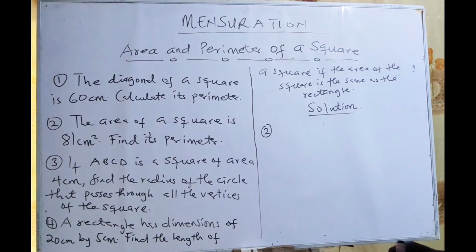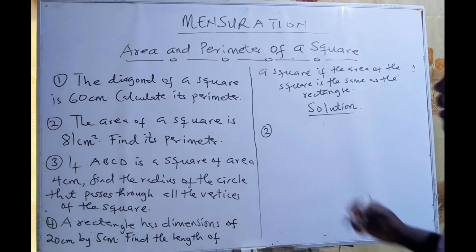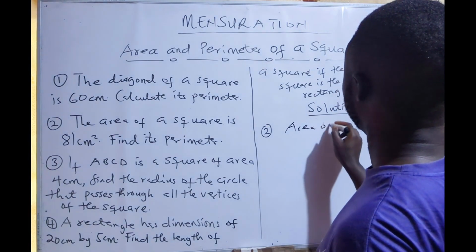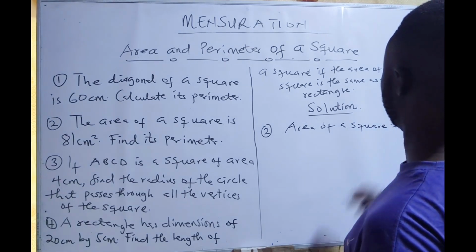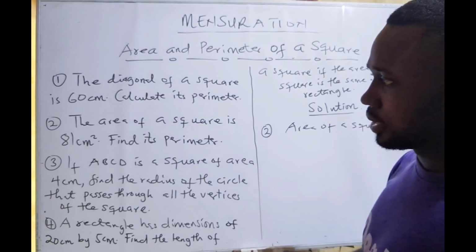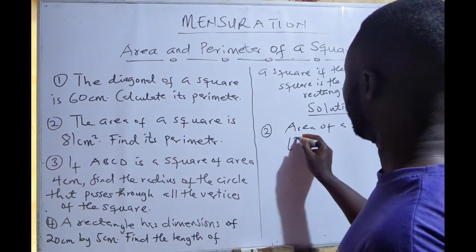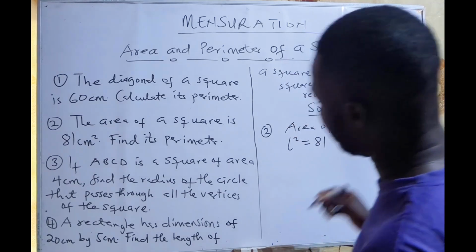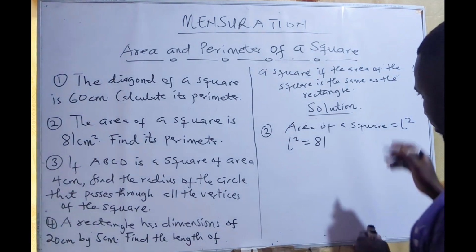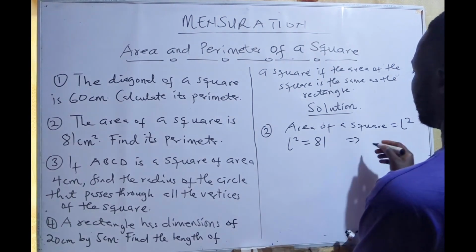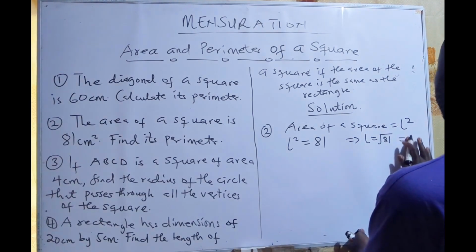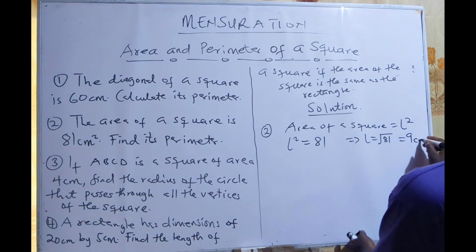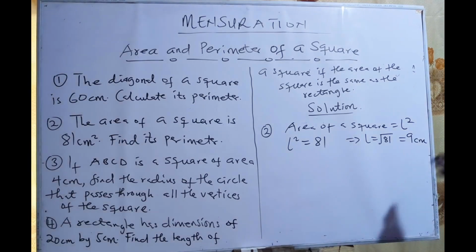Number 2. The area of a square is 81 centimeters squared. Find its perimeter. So the area of a square, L square, is 81. So L square is equal to 81. We should find the perimeter. Perimeter is 4L. So let me deal with the length. L is equal to the root of 81, and the root of 81 is 9. So 9 centimeters. So I can find the perimeter.